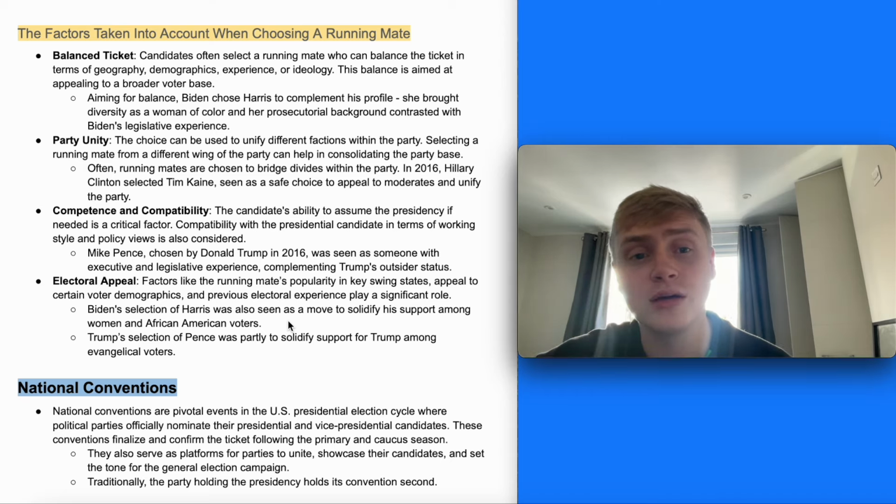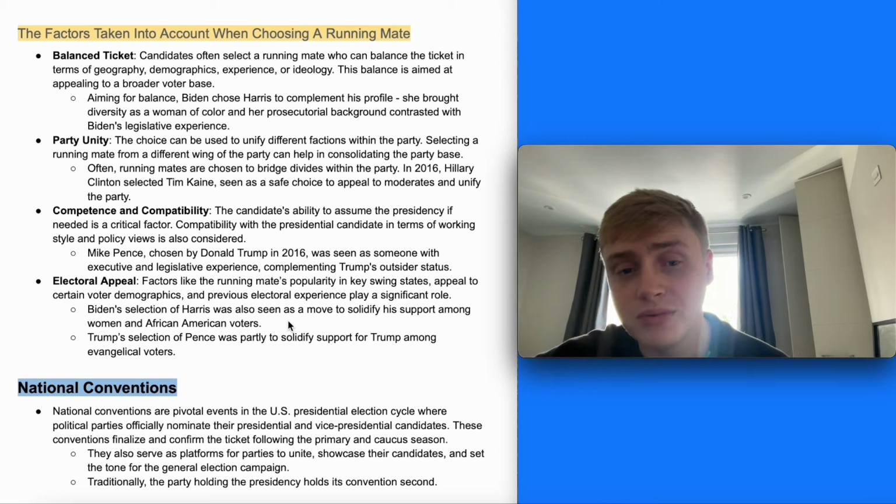Party unity is also really important, and seeking to unify different factions of the party. So often running mates are chosen to bridge divides within the party. In 2016, Hillary Clinton chose Tim Kaine. It seems a safe choice to appeal to moderates and unify the party. And competence is also really important.